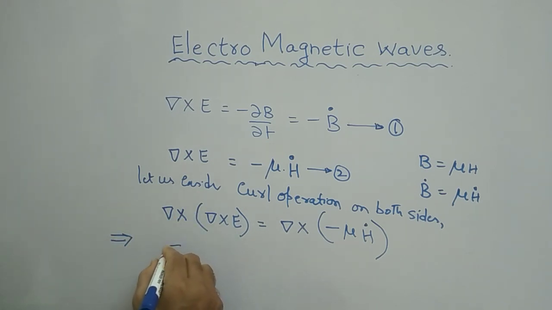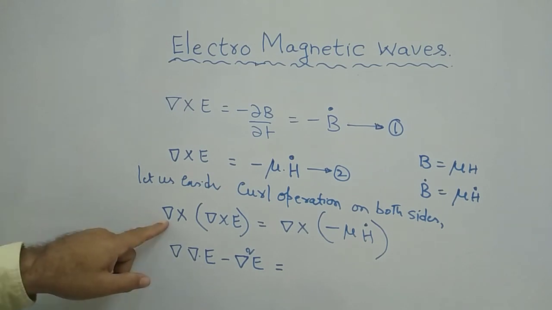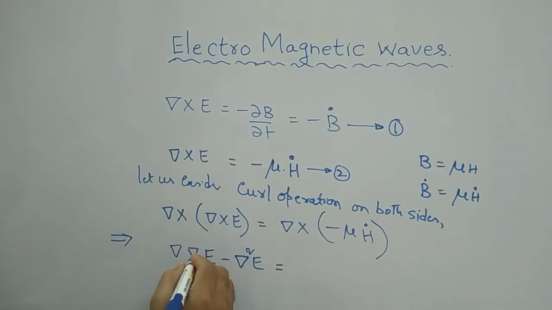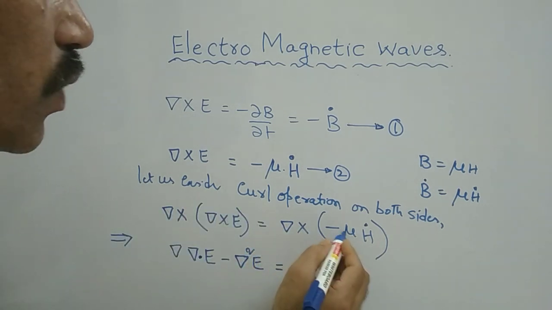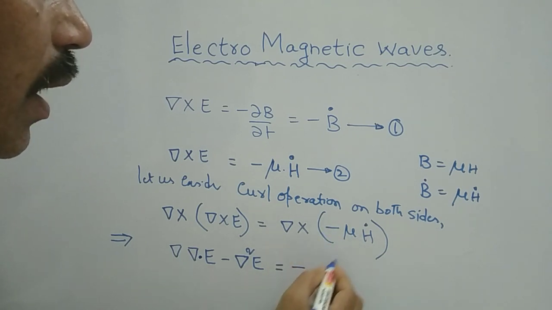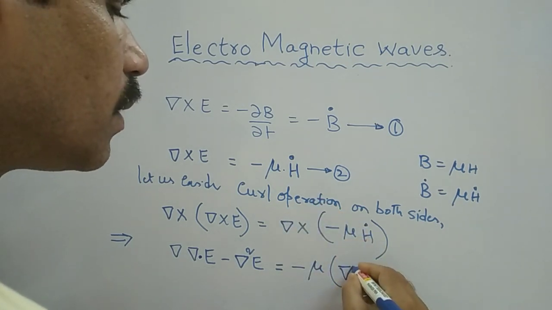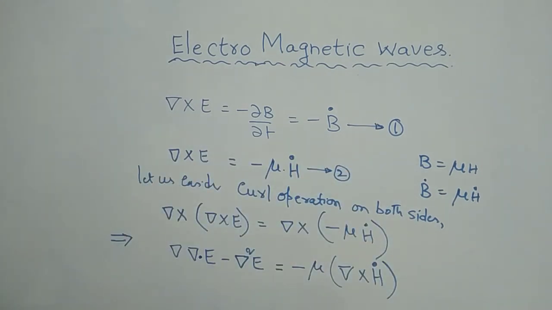From the vector identity, del cross del cross E can be written as del of del dot E minus del square E. You can refer to your vector basics. Similarly on the right side, permeability is a constant, therefore you can write mu outside. It is del cross H dot.